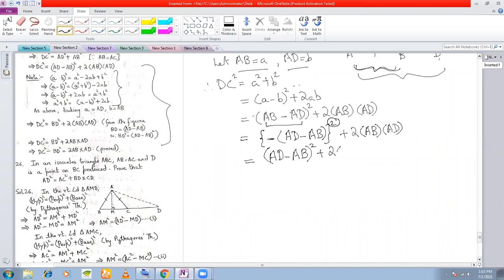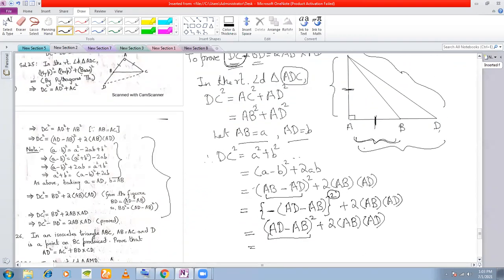Plus twice AB into AD. Right? Now how much is AD minus AB from the diagram? AD is entire this length. AB is entire this length.